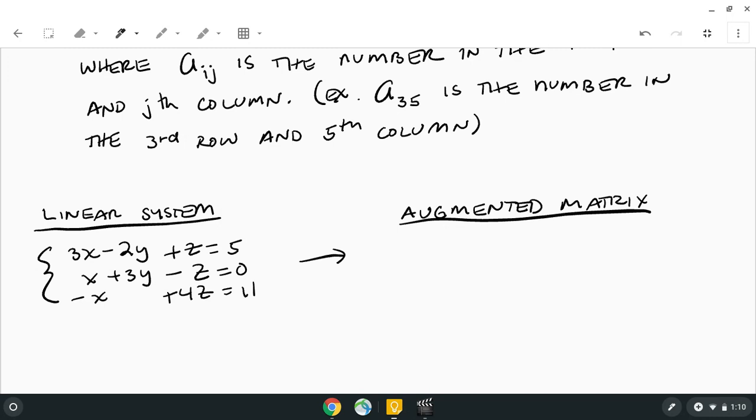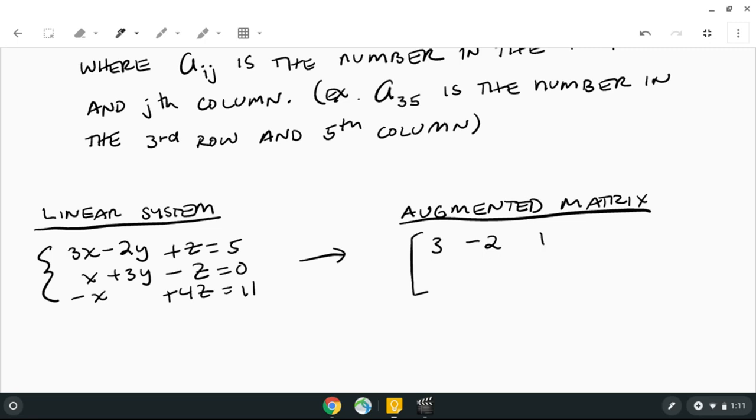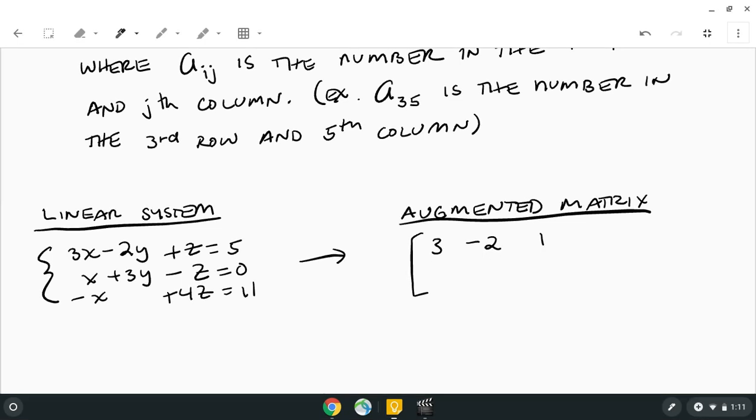Okay, so this augmented matrix would look like this. I would take all of those coefficients, 3, negative 2, 1 in that first row, 3x minus 2y plus z. Then that second row, I would take the coefficients there, 1x plus 3y minus z. So that's 1, 3, negative 1. And then that last one, we're going to use the coefficients negative 1, 0. There's no y there, so negative 1, 0, 4.